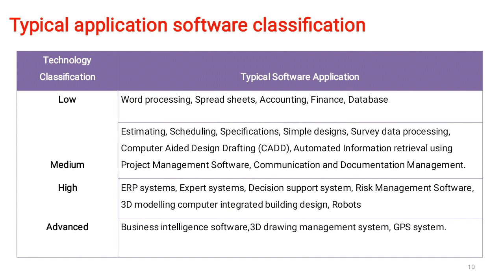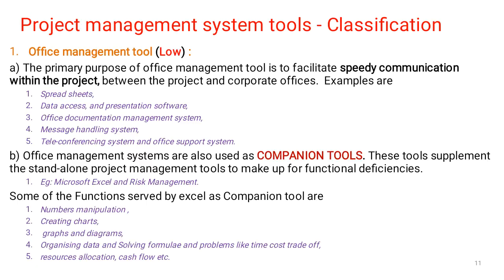Now in the previous video we have seen the classification of typical application softwares, and this classification was made based on various functions and the capabilities of these applications ranging from low level to advanced level. Now we'll see in detail each of these categories.